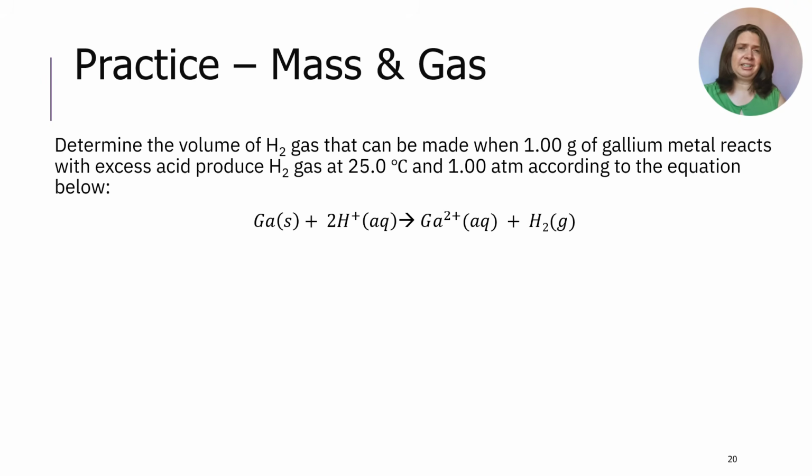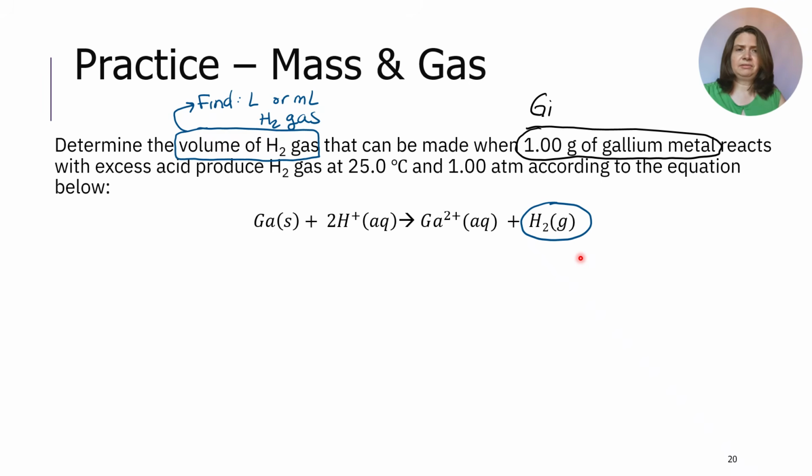If a gas is not at STP, we must use the ideal gas law. Determine the volume of hydrogen gas produced when 1 gram of gallium metal reacts with excess acid at 25 degrees Celsius and 1 atmosphere, according to this equation. Gallium solid plus 2H+ aqueous produces 2 Ga+ aqueous plus H2 gas. We are asked to find the volume of hydrogen gas. We are given 1 gram of gallium, 25 degrees Celsius, and 1 atm.